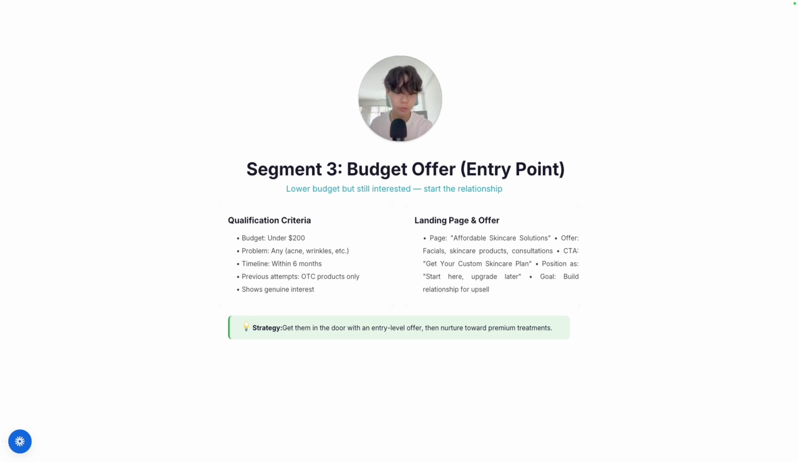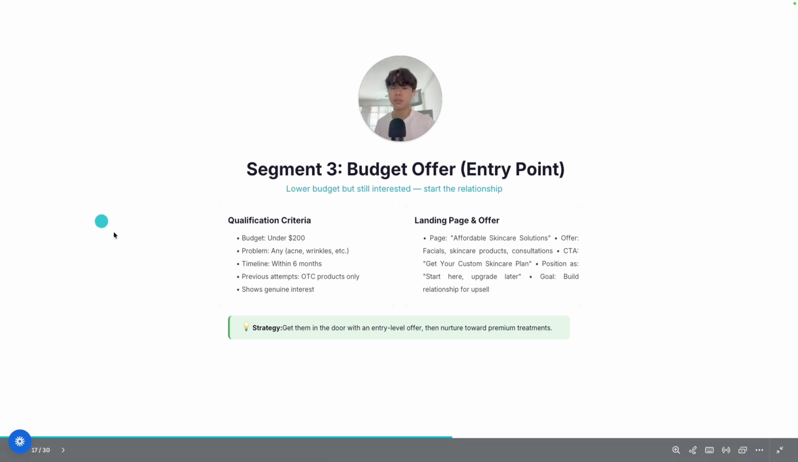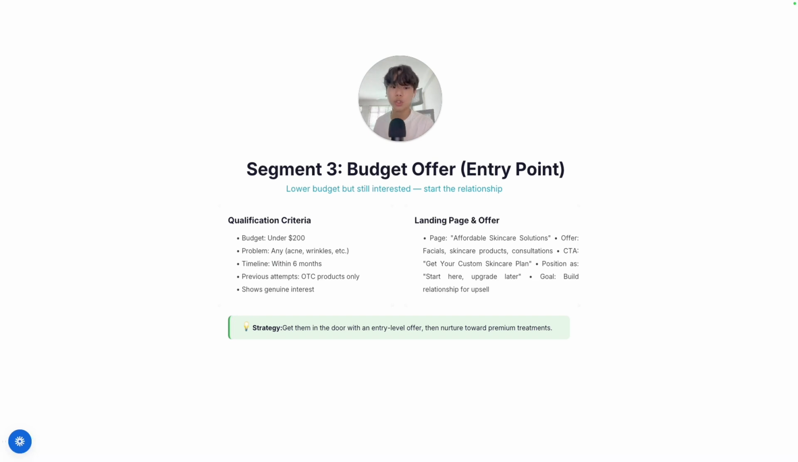For this kind of offer, you might have people that have a budget of under $200. They have any type of problems. They have been facing the problems for 6 months or below, and they have been trying cheaper products, but they show genuine interest in your service and treatment. For this type of lead, you will want to funnel them to a budget offer. You have your landing page and the offer, all that kind of stuff. So yep, the entry offer, and you can slowly nurture them towards the premium treatment.